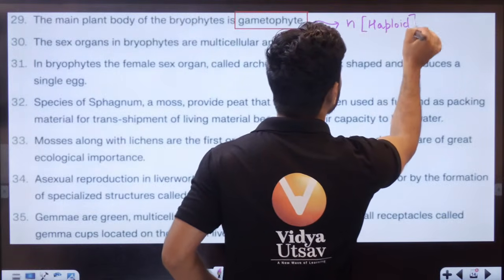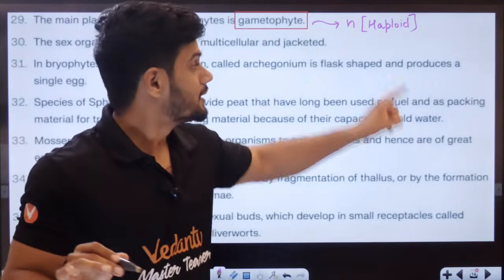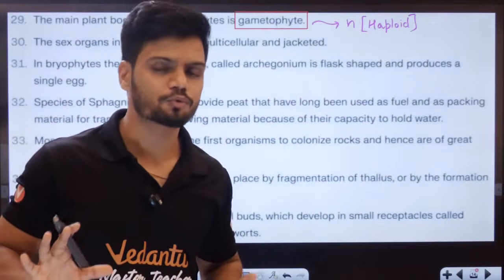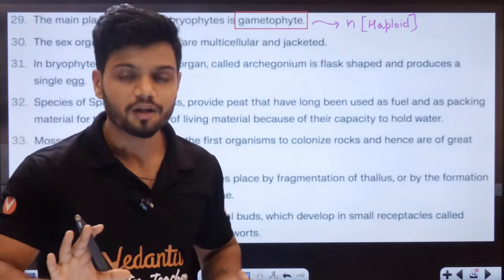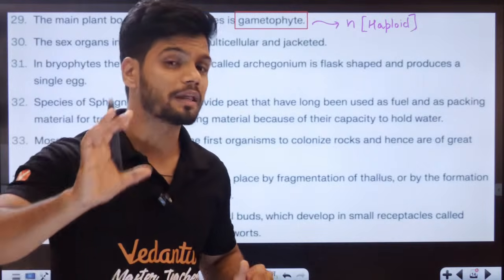Haploid in nature. What is the meaning of haploid? The meaning of haploid is that they have a single set of chromosomes. They're always haploid. And what is sporophyte? Sporophyte plant body is always diploid in nature.